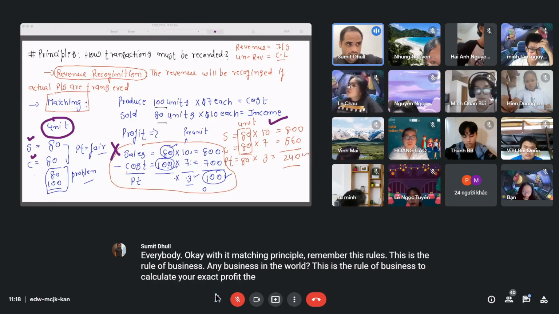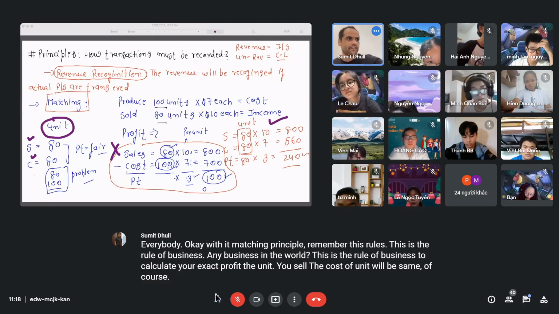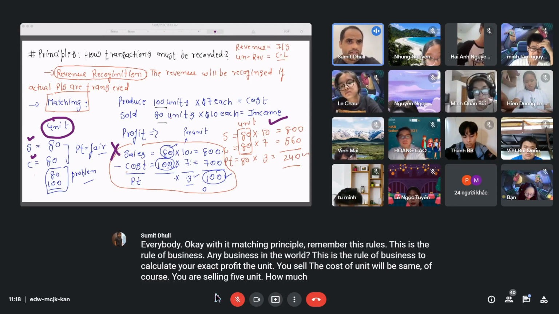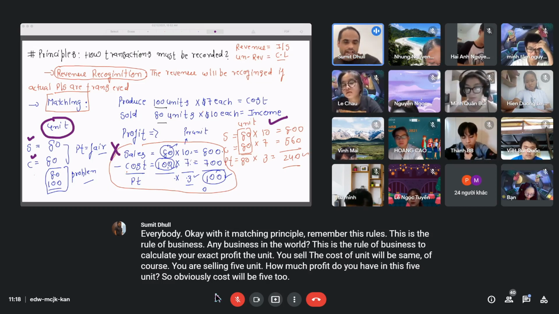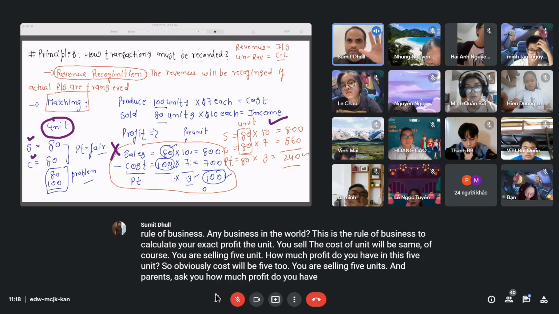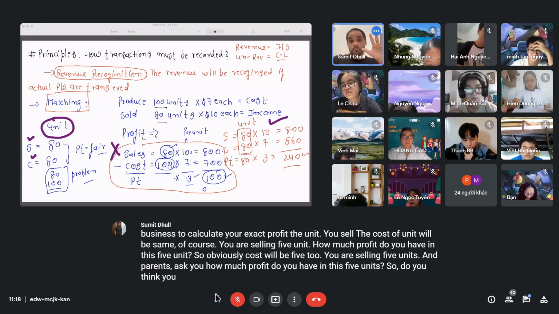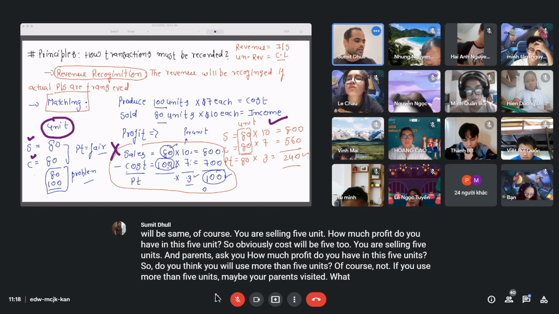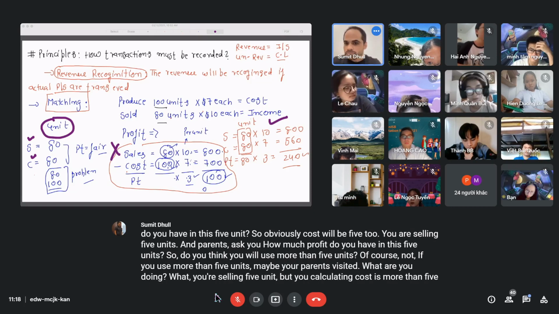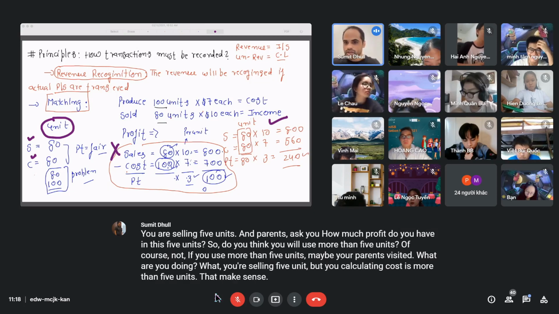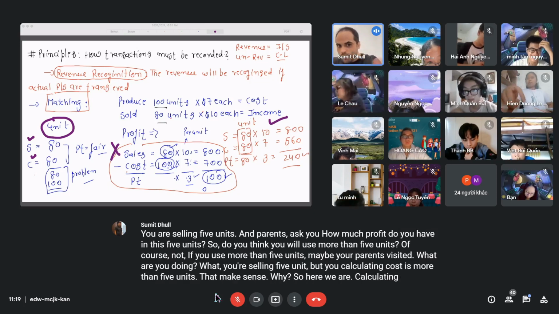The units you sell, the cost of units will be the same. Of course, you are selling 5 units. How much profit do you have in these 5 units? So obviously cost will be 5 too. If parents ask you how much profit you have in these 5 units, do you think you will use more than 5 units? Of course not. They will say, what are you doing? You're selling 5 units, but calculating cost for more than 5 units. That makes sense, right? So here we are calculating the profit of 80 units.